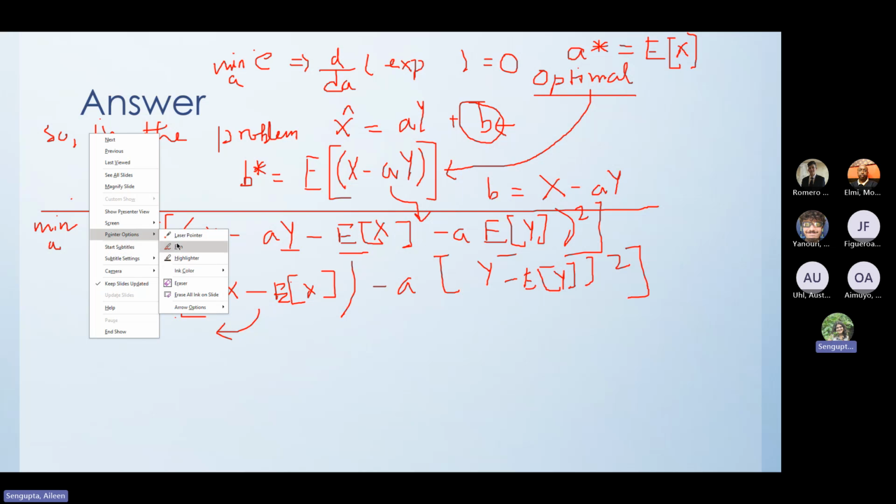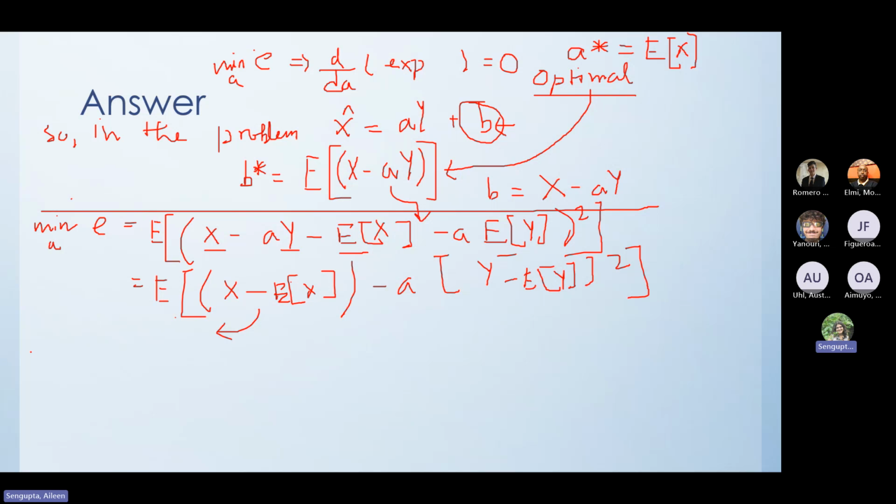Again, if you go wrong in the steps, that's fine. Some points will be taken away, but not all of it. If you expand on this entire term, remember it's a square term. You can expand that, but I would advise you not to do it and wait for this minimization step to be over. And then you can expand and do whatever you want.